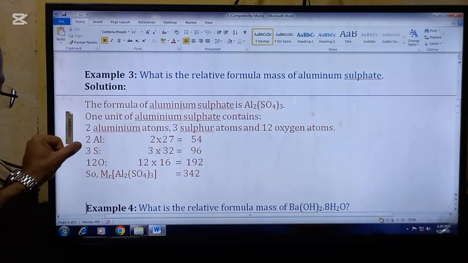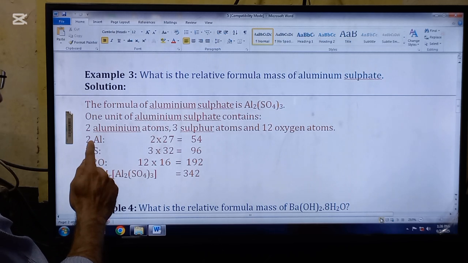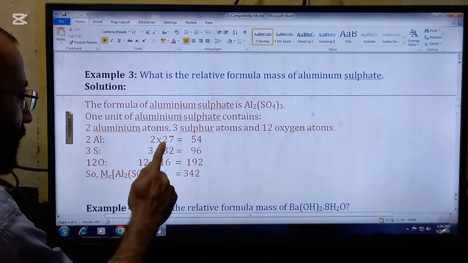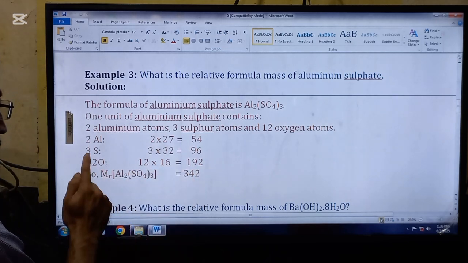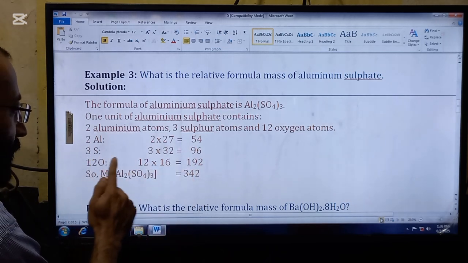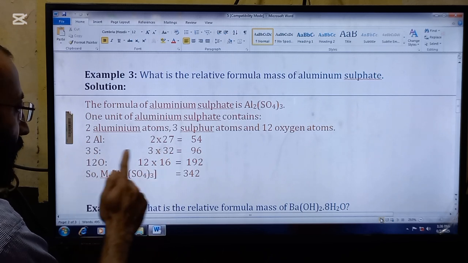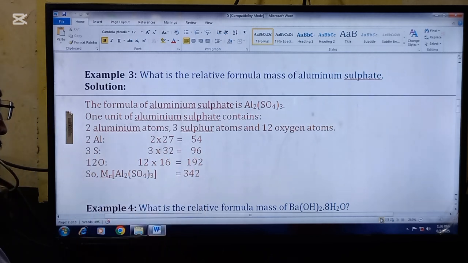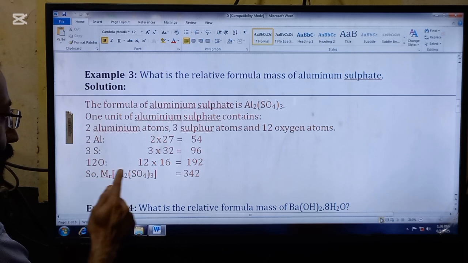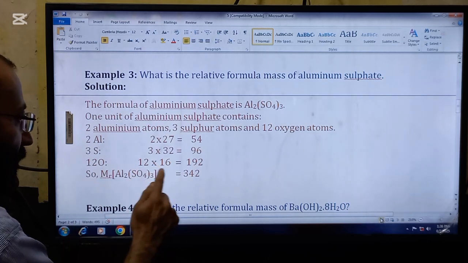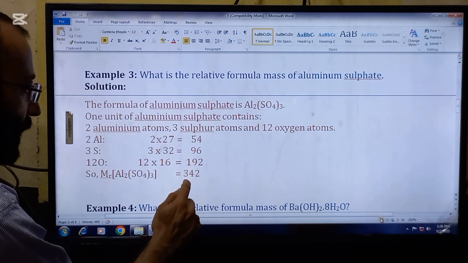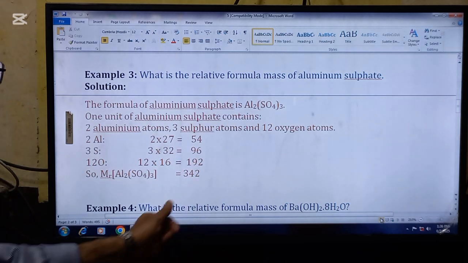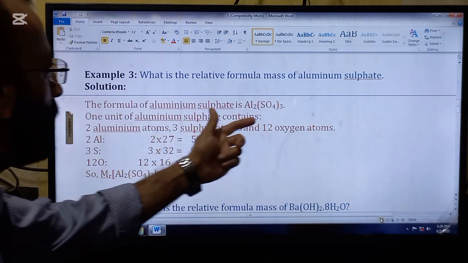And now we will multiply these numbers with the relative atomic mass of each atom. So Al's atomic mass is 27, so that will be multiplied by 2 to get the answer of 54. The atomic mass of S is 32, so 32 into 3 will be 96. And the relative atomic mass of O is 16, so 16 into 12 will be equal to 192. Now add all these three numbers to get the number that is 342. So this is the formula mass of the compound.